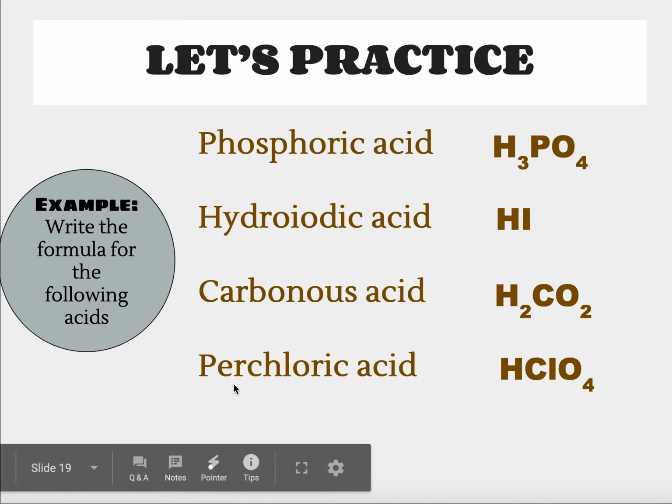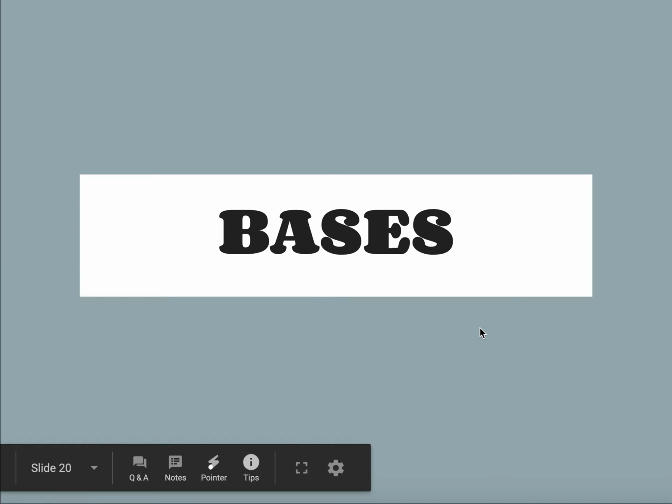And then the other ones are all of these ics turn into ate. Perchloric was perchlorate. Phosphoric is phosphate. Carbonous is carbonite. And so hopefully you're noticing these polyatomic ions match up on the pink sheet.